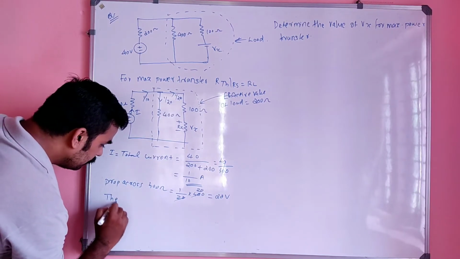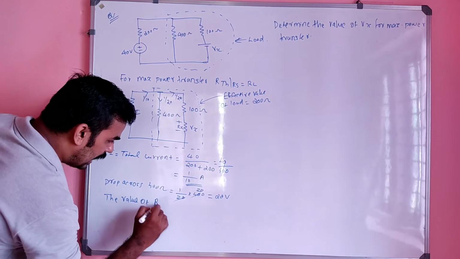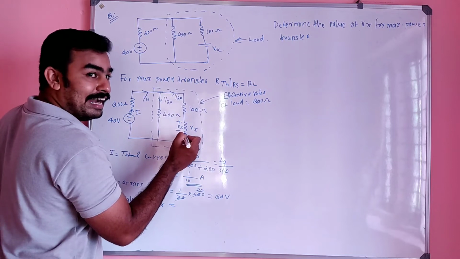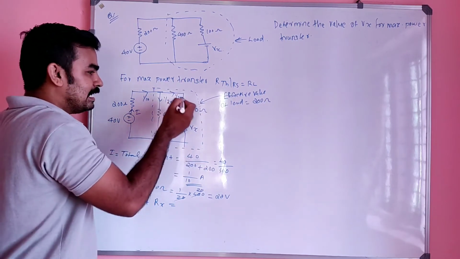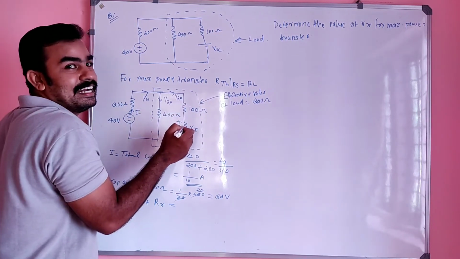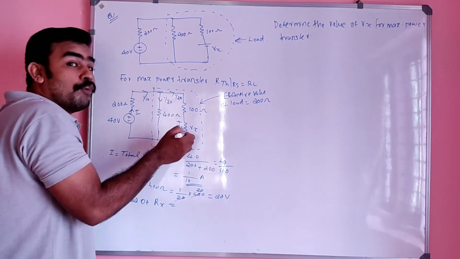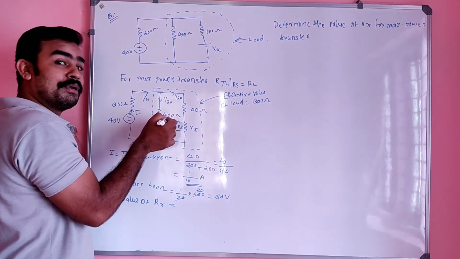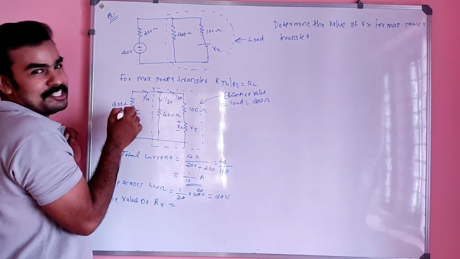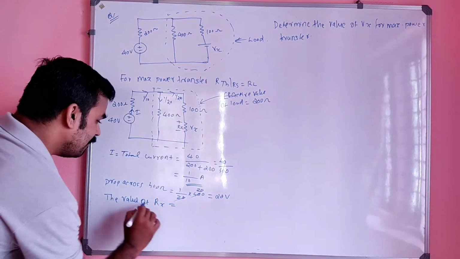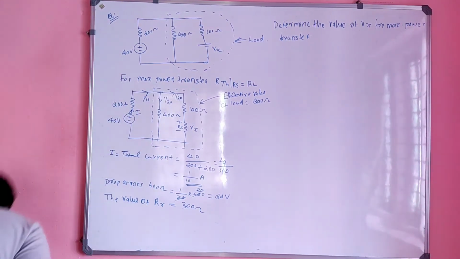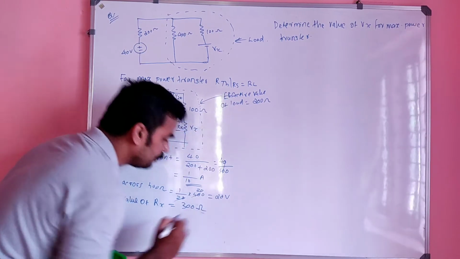The value of Rx will be equal to what? If this is 100, then this is 300. Then only the whole combination will be 400, and that 400 in parallel with the 400 makes the effective resistance 200. Then only that 200 will be equal to this 200. Is it clear? So the value of Rx will be 300 ohm. Is it clear?